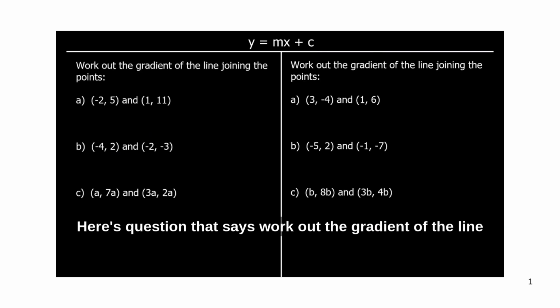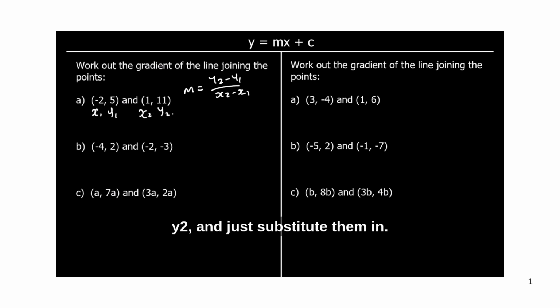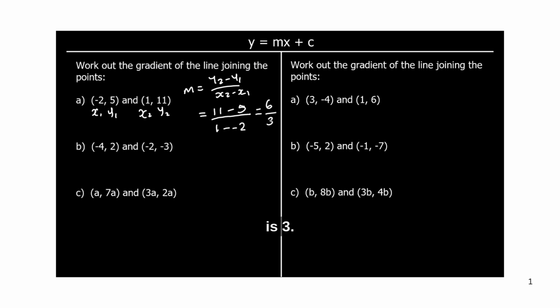Here's a question that says work out the gradient of the line joining the points. So we can use the gradient is the change in the y's divided by the change in the x's. So label them x1, y1, x2, y2, and just substitute them in. So it's 11 take away 5 divided by 1 take away negative 2. 11 take away 5 is 6. 1 take away a negative 2 is 3. You take away a negative, you add. 6 over 3 is 2. So it's got a gradient of 2.